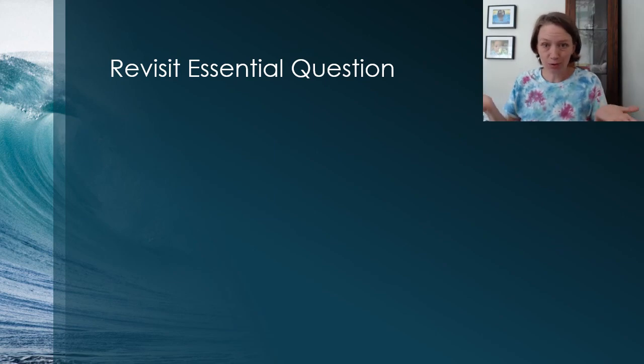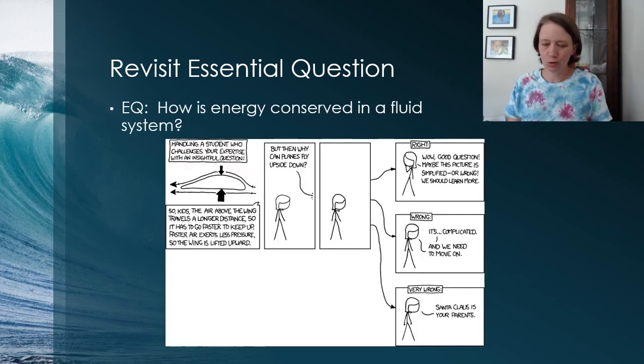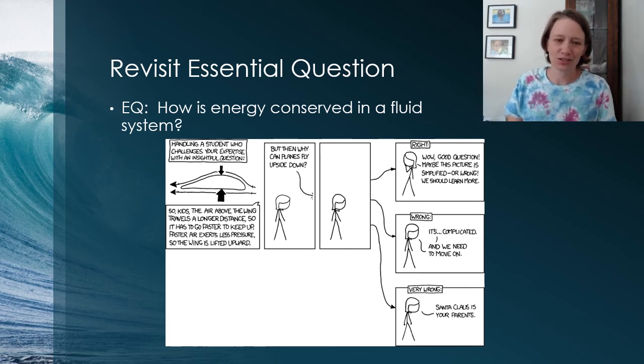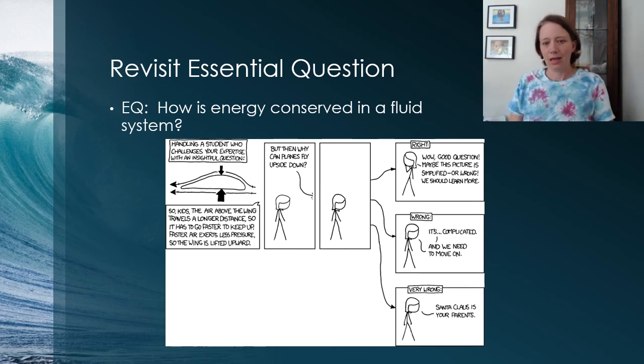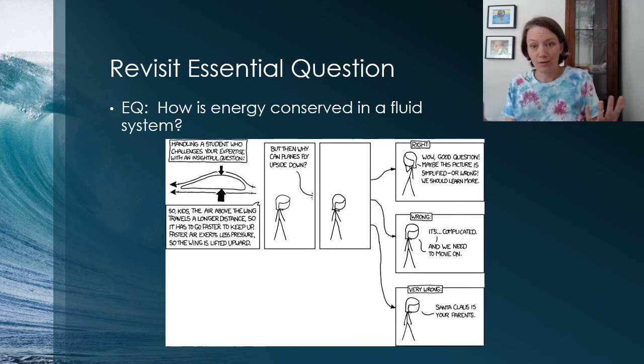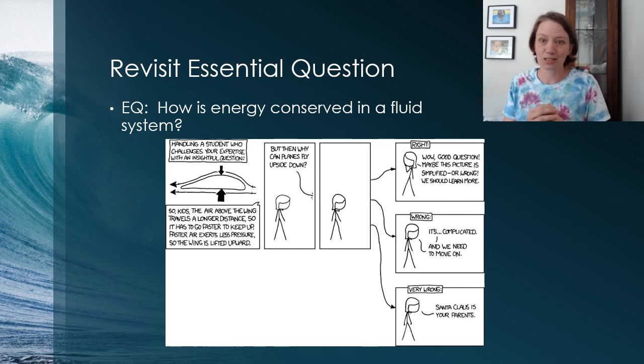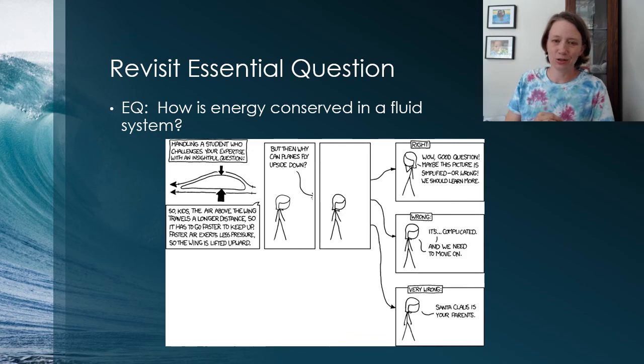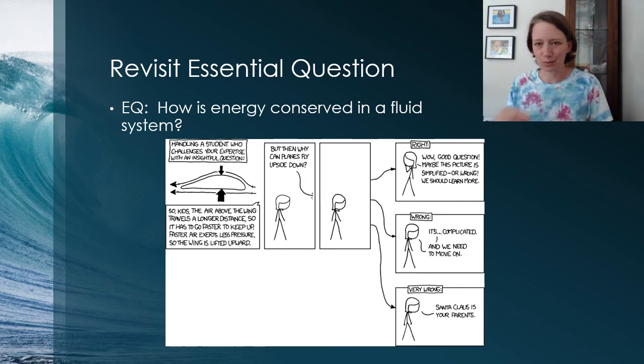Okay, we made it through the derivation of the most complex equation of the year, and the essential question for this is, how is energy conserved in a fluid system? And hopefully you can answer that conceptually and also a little bit mathematically. We haven't talked a lot about why we care about this, but it turns out there's lots of reasons why we care, including being able to fly an airplane. So we'll be doing some fun demos and some conceptual work with this later on.